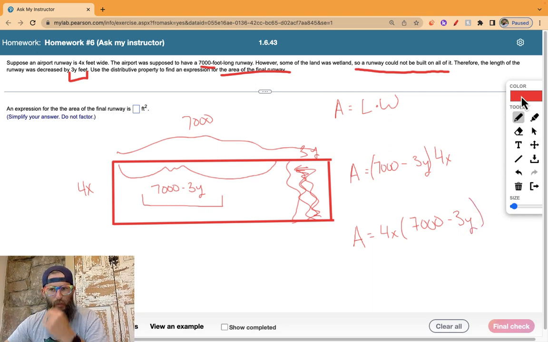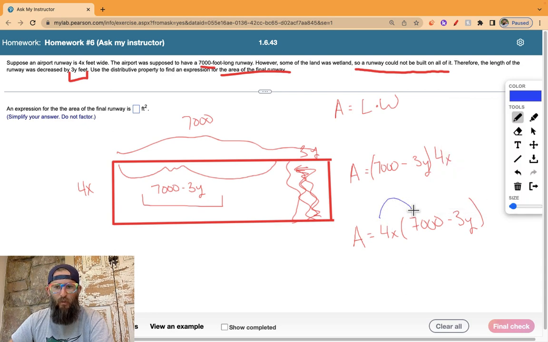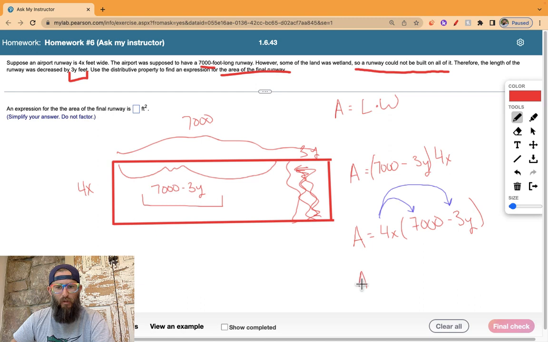Now we have one more step we need to take before we can simplify it if possible. We need to apply the distributive property. This 4x outside the parentheses indicates multiplication, and what it's telling us to do is take this 4x and multiply it by each of these components here. I know 4 times 7 is 28, so 4 times 7,000 is going to be 28 with 3 zeros. And since it's 4x times 7,000, we're going to have to include an x in there.